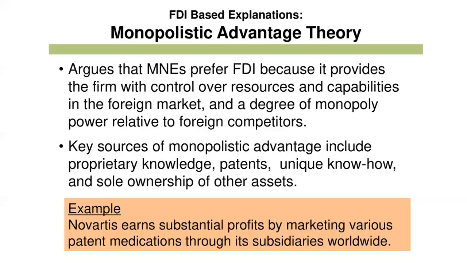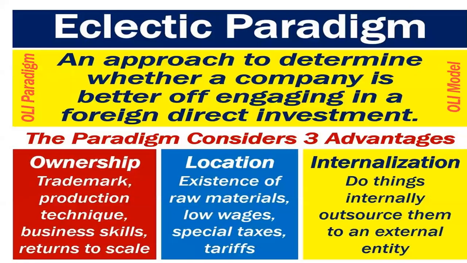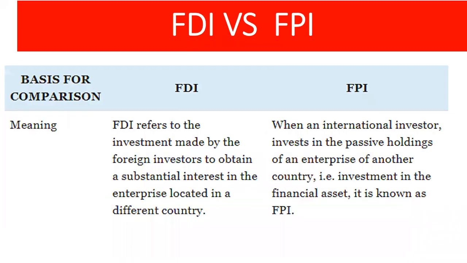I hope these two theories talked about how to get control over the foreign market and establish a monopolistic position in the entire market. And here it talks about the three factors, that is OLI: ownership, location, and internalization. After satisfying these three, you can get the advantage of FDI.